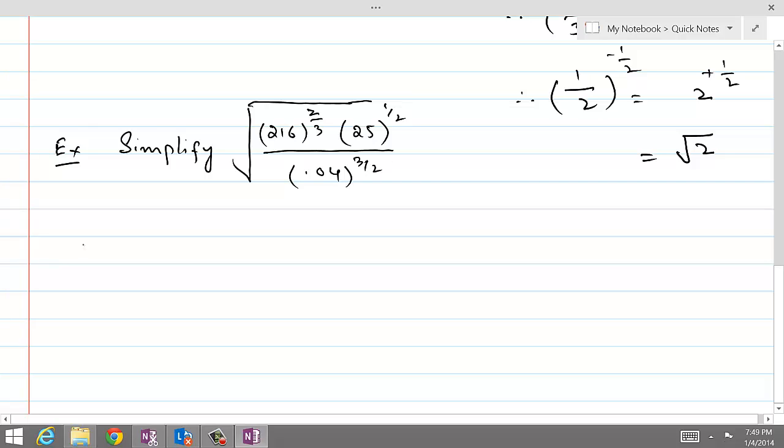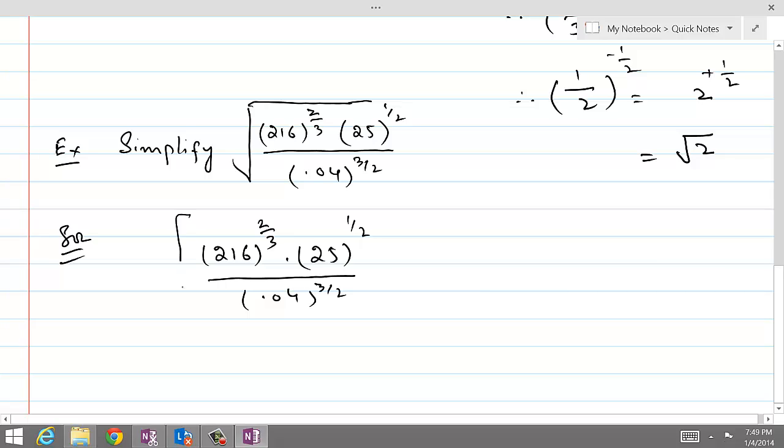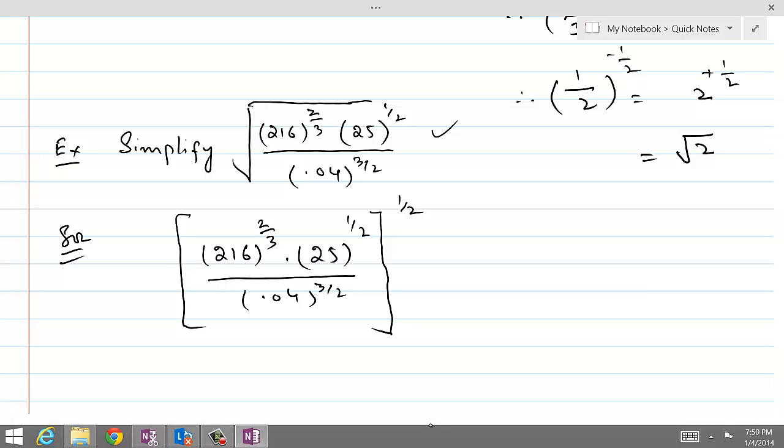Now let's take a look at the expression, and here 216 power 2 by 3 times 25 power 1 by 2 over 0.04 power 3 by 2, and as a whole this expression has power 1 over 2 because square root, that is, this is the radical form, and now I have written this in the exponential form.